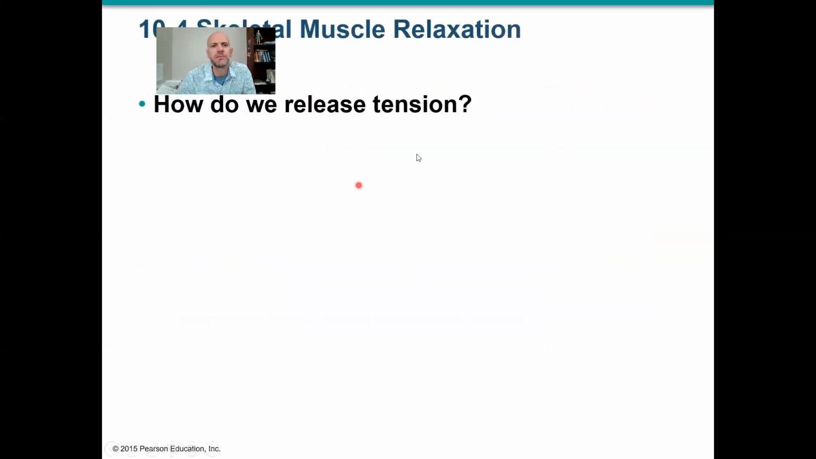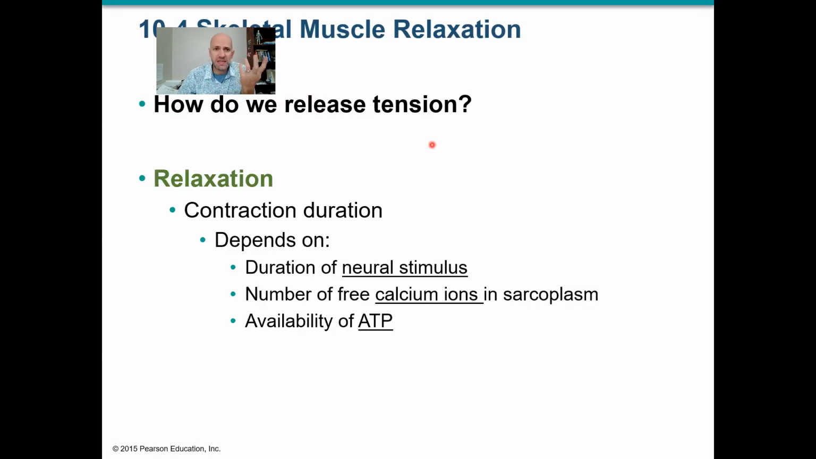All right, so how do we release tension? That is, once we have produced tension, when does that stop? We call this relaxation. It's the third step, because if you go through the first two but you don't relax, then the muscle's permanently in the contracted state. And we actually call that rigor mortis. We'll talk more about that in a little bit.